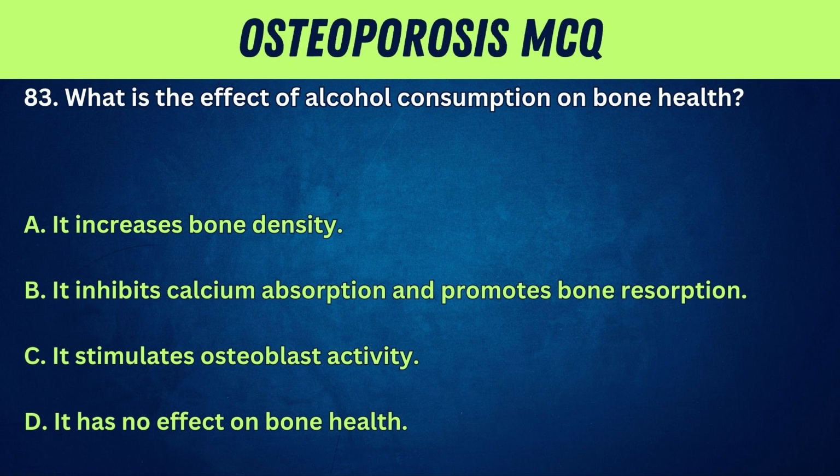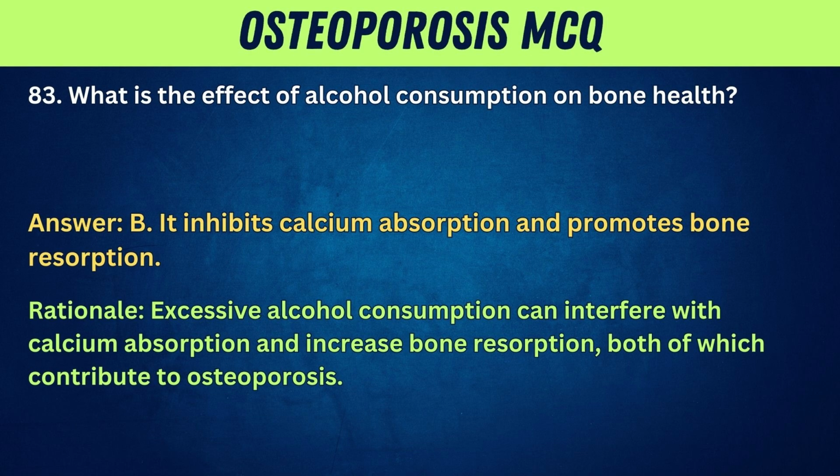83. What is the effect of alcohol consumption on bone health? A. It increases bone density. B. It inhibits calcium absorption and promotes bone resorption. C. It stimulates osteoblast activity. D. It has no effect on bone health. Answer: B. It inhibits calcium absorption and promotes bone resorption. Rationale: excessive alcohol consumption can interfere with calcium absorption and increase bone resorption, both of which contribute to osteoporosis.